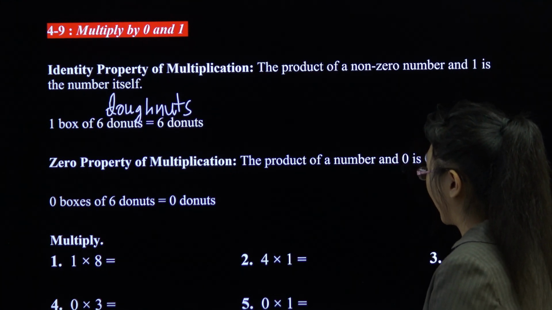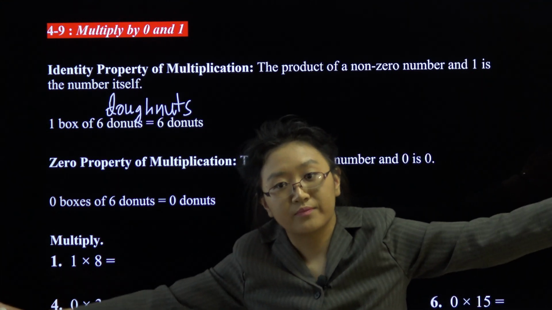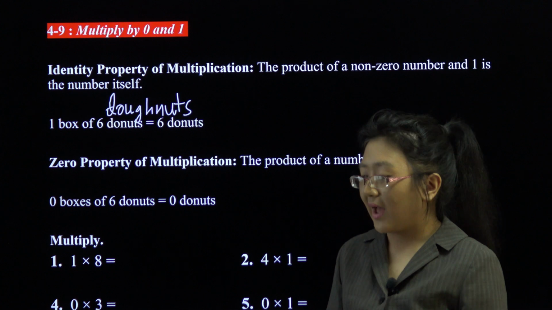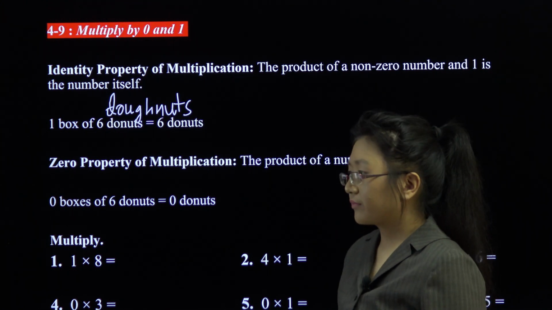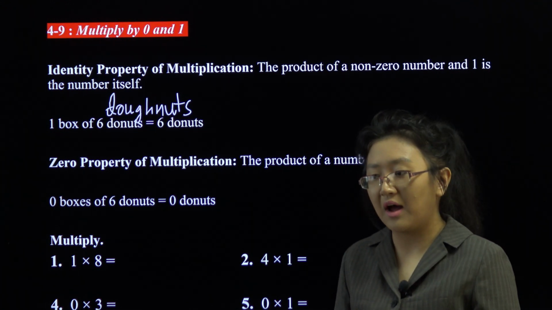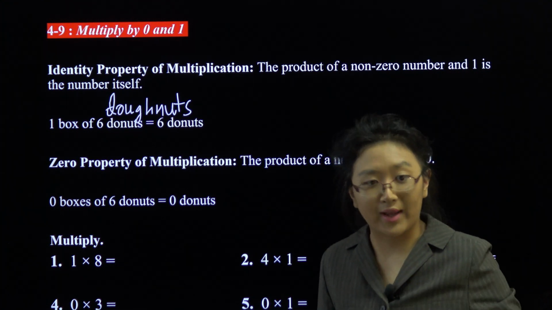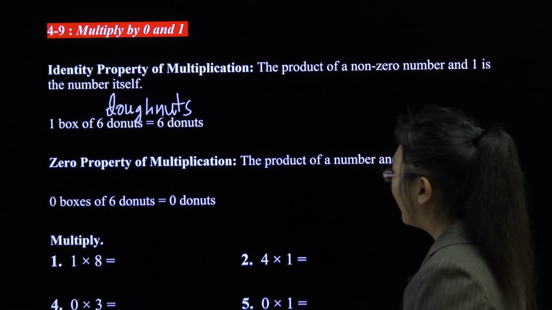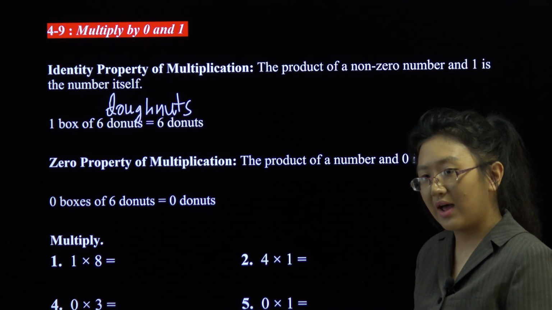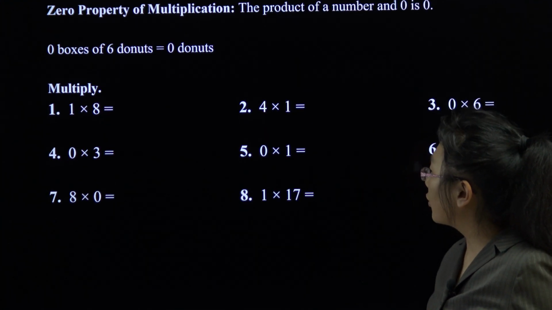The 0 property of multiplication, though, is the product of a number and 0 is 0. Any number, doesn't matter. If you have 0 boxes of 6 donuts, then you have 0 donuts. If you have 0 boxes of 12 soda cans, you have 0 soda cans. If you have 0 packets of cookies, then you have no cookies. That's just how it works. So we're going to do a few questions.